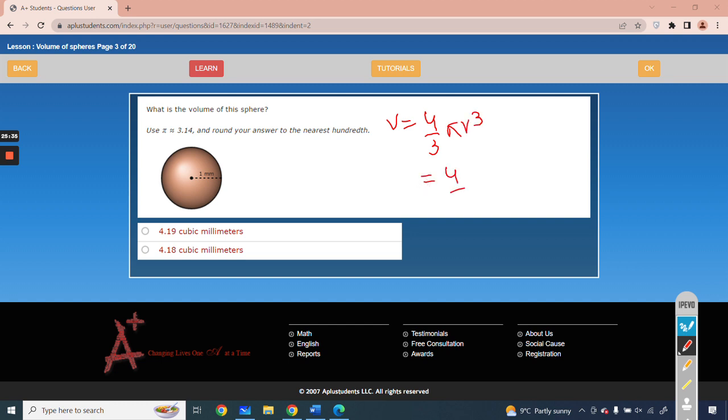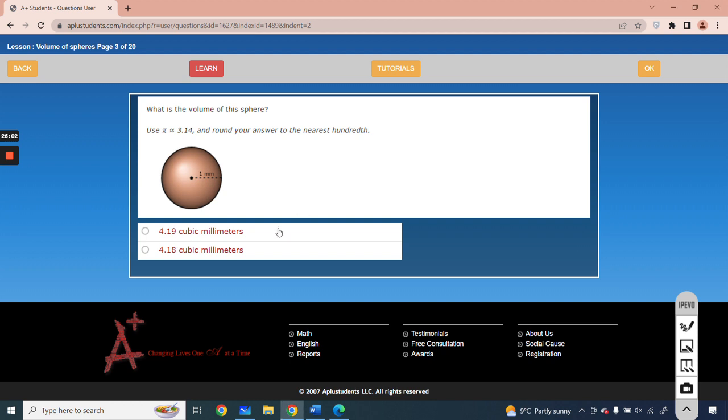V equals 4 by 3 pi r cube. 4 by 3 pi is 3.14, r is 1 cube. Got it? So just multiply 4 times 3.14 and divide by 3. 12.56 divided by 3 is 4.186. So you can round off the answer, that would be 4.19. Got it? So just select the correct option and click on the OK button.